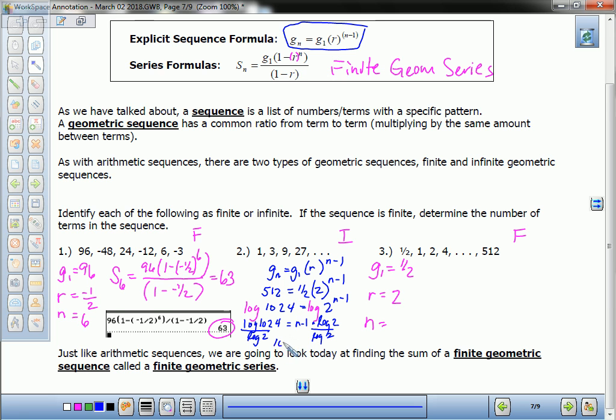So here we get 10 equals n minus 1. So n is 11. All right, now once again, because we know n has to be a positive whole number, you could do guess and check. Now we can find the sum. The sum of the first 11 terms is the first term times 1 minus r to the n over 1 minus r.